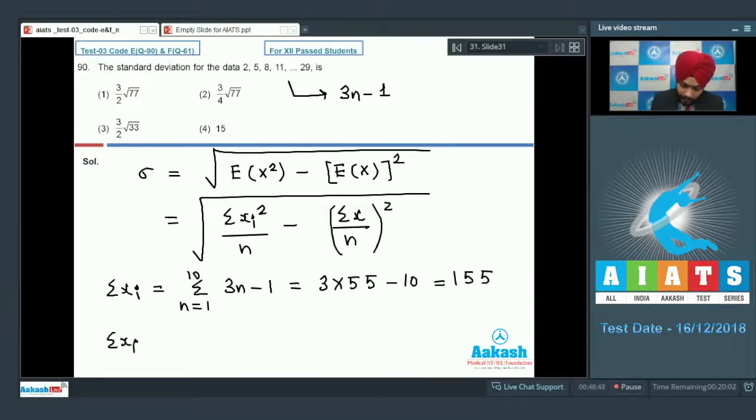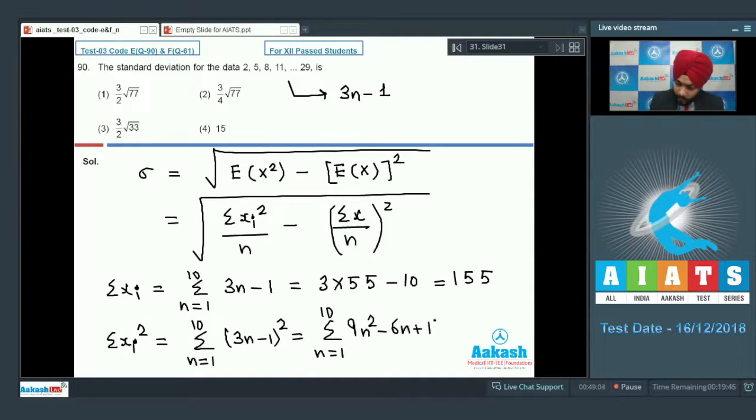Sigma xi square, sigma n from 1 to 10, 3n minus 1 whole square. That means sigma n from 1 to 10, 9n square minus 6n plus 1. So this will come out to be equal to 3145. Now let us substitute the values in the formula for sigma. We have a simple answer, option number 3 again. Final answer is option 3.